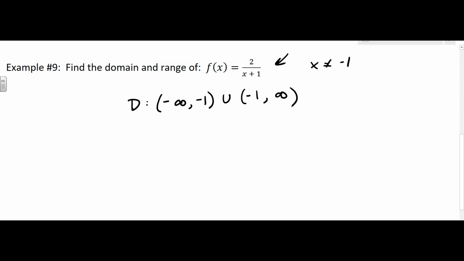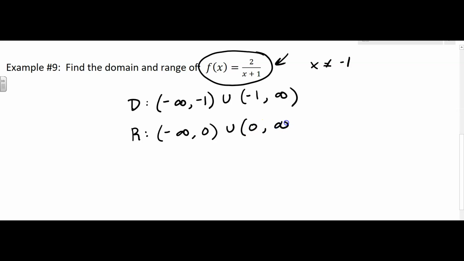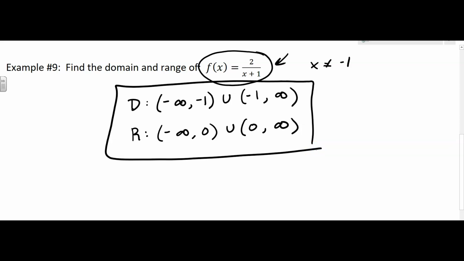What about the range? Again, you can make a table of values and graph this, but you'll notice that this function will never equal 0. So you can't set it equal to 0. There's no x value that's going to give you a 0 output. So the range won't have a 0 in it. So it's going to go from -infinity to 0, but don't include the 0, union 0 to infinity. And then that would be the domain and the range.